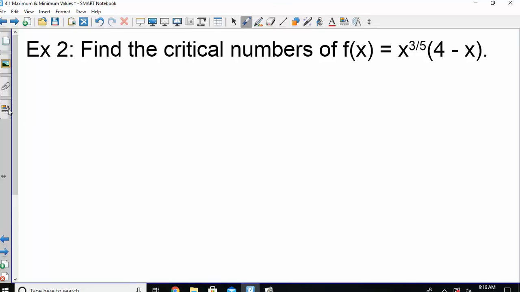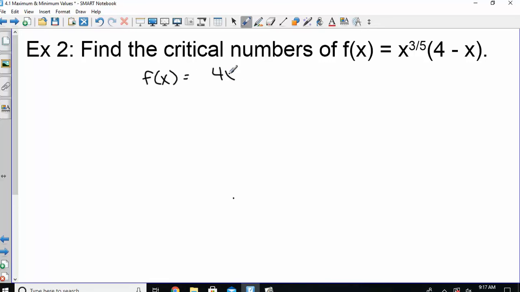Here is our first one. I want all the critical numbers of this function. To find critical numbers, we have to do the derivative. What should I do to this probably before I find the derivative? What would make it a little easier? If I do the derivative right now, I'm going to have to use the product rule. Would you rather distribute first so we don't have to do product rule?